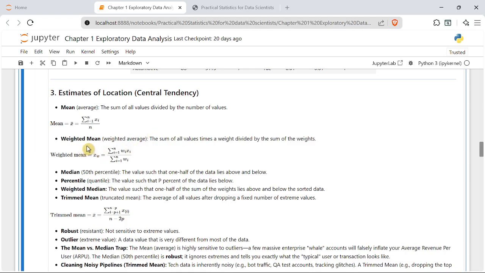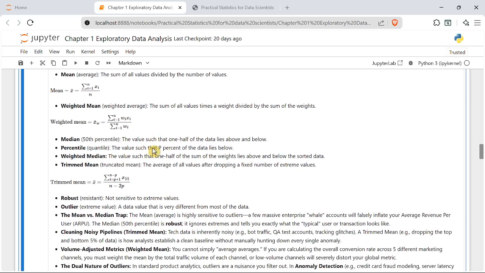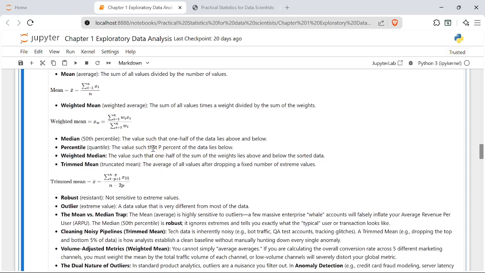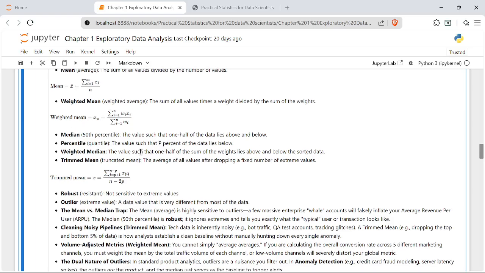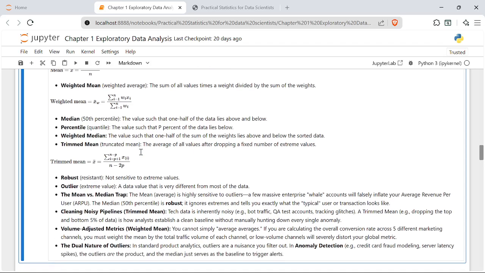Weighted mean: the sum of all values times a weight divided by the sum of weights. Okay, here is the formula: sum of WiXi upon sum of Wi. Median, 50th percentile: the value such that one half of the data lies above and below it. Percentile: the value such that p% of data lies below.